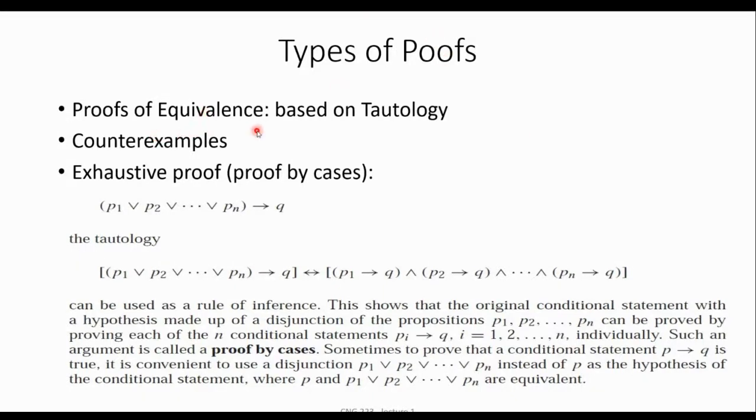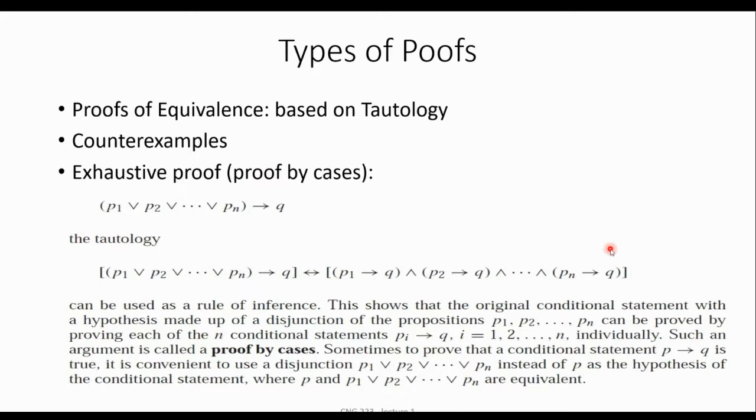So the other types of proofs. Proofs of equivalence. This one is based on tautology. What was that? Tautology, we also reminded you last session that the last column of the truth table for both sides should always be true, right? So we will reach a tautology. And in that case, we could show that two compound propositions were equivalent.